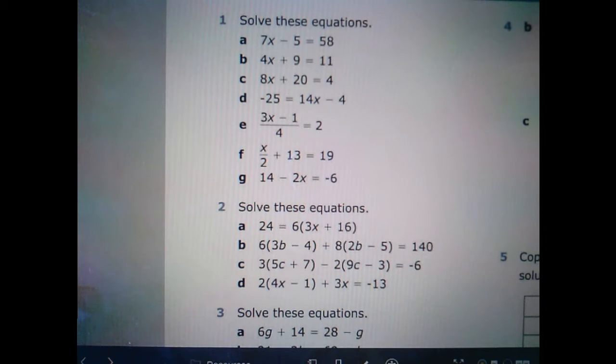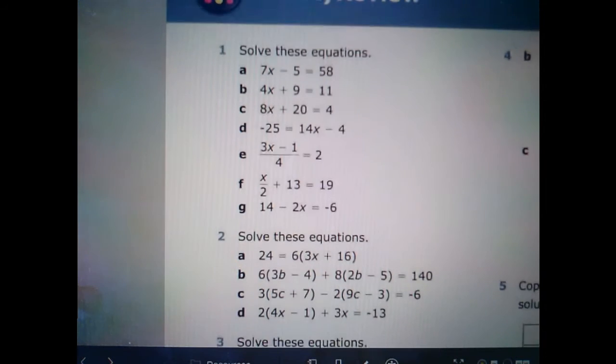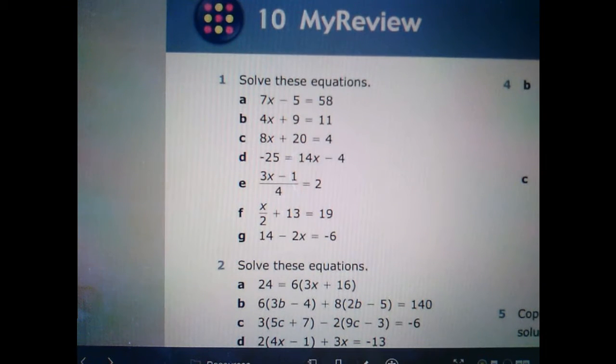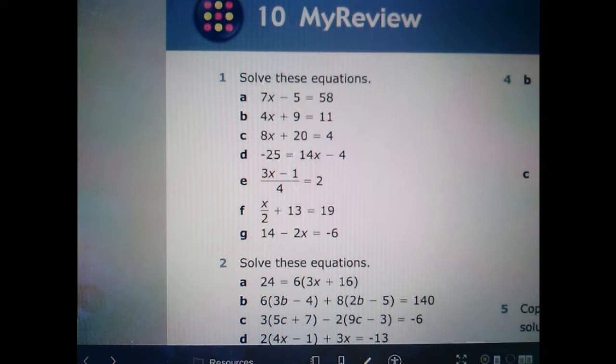Hello, Year 9. So this is the chapter 10 My Review section. Just to outline where you can find more information to answer these questions, I'll go through each type of question and tell you which video to have a look back at. Or, for a couple towards the end, I will give you starting points or full solutions.